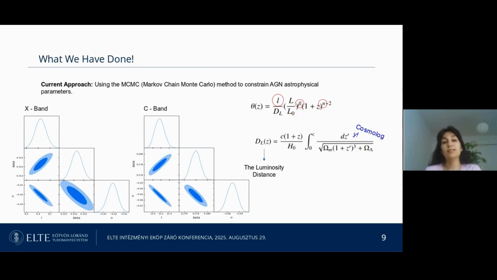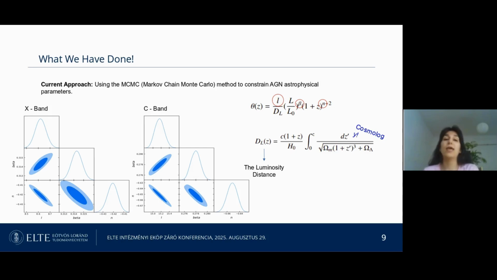Okay, to use the theta Z test as a cosmological tool, our current approach involves using advanced statistical methods like Markov chain Monte Carlo, or MCMC, to analyze AGN properties and improve our ability to constrain cosmological parameters. The first preliminary result that you can see here on the left shows that using the MCMC method, we can constrain three astrophysical parameters. Just as a reminder, you can see these parameters here again with a red circle. Two of them, n and beta, are dimensionless, and L has a dimension of parsec.